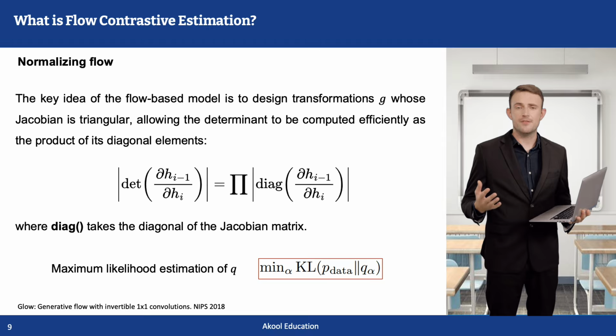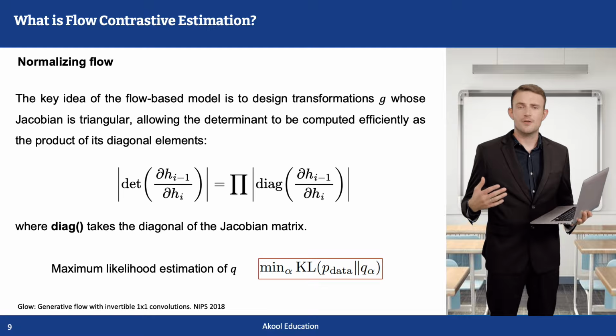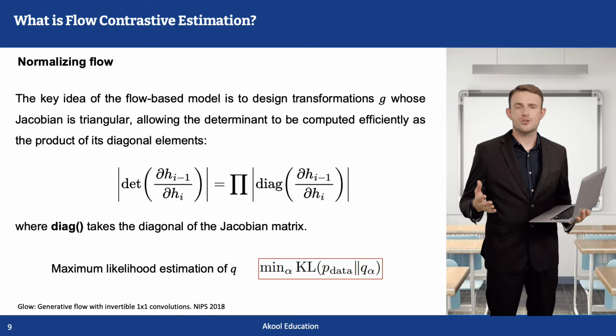models. Finally, the training objective for the flow model is straightforward. We use maximum likelihood estimation, which is equivalent to minimizing the KL divergence between the data distribution and the model distribution. In short, the model learns to make the flow-based model Q as close as possible to the true data distribution.